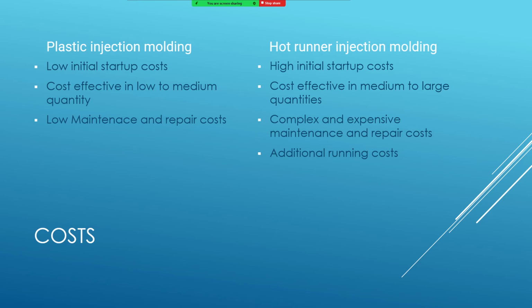Since there are fewer components to cold runner injection molding, as I've said before, the maintenance cost is usually lower than hot runner injection molding. And the complex parts in the hot runner injection molding machines have additional running and maintenance costs.